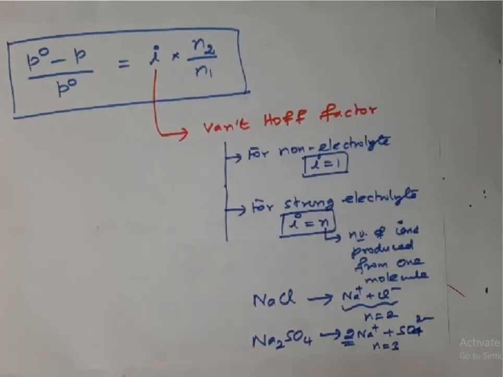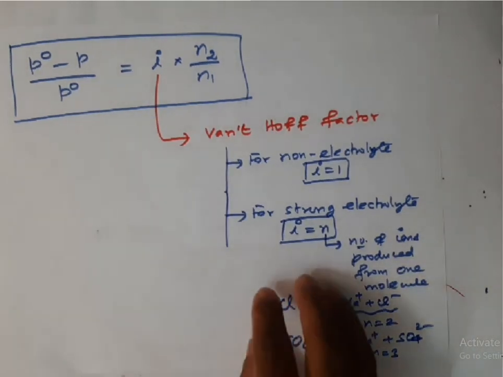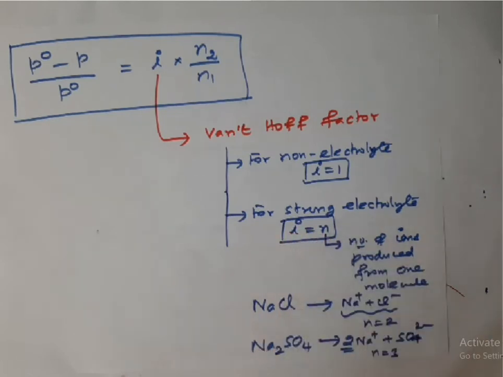These are all strong electrolytes, sodium chloride and sodium sulfate. For a strong electrolyte, the Van 't Hoff factor i is equal to the number of ions produced from one molecule.